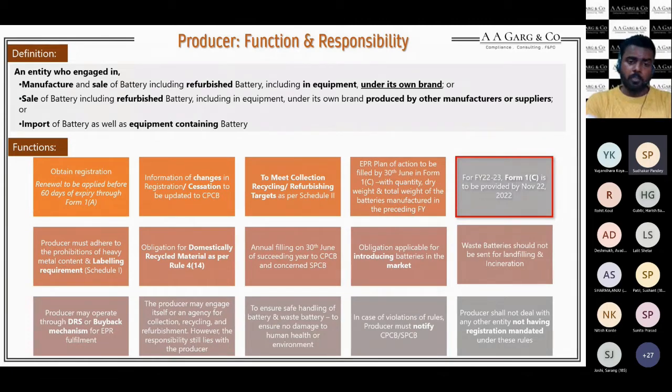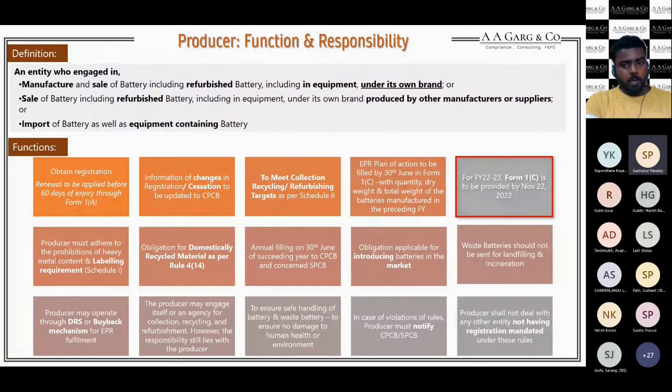And if there is any cessation in making the product, I mean the battery, available in the market in the upcoming year, that also needs to be updated to the CPCB by the producer. Then the producers are required to meet the collection target and 100% recycling and refurbishing as per the target given in Schedule 2. That is very clear.